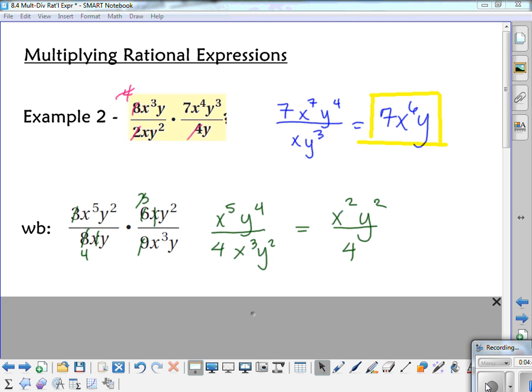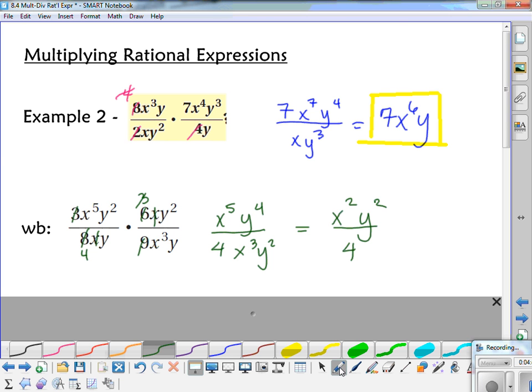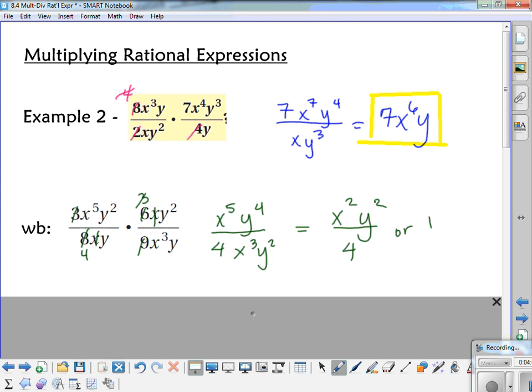Okay, so is that what you guys are getting? I saw some of you had that. Okay. And somebody asked me in another class, you could also write it as 1/4. Since there's nothing but a number left, you could also write it as 1/4 x squared y squared. But leaving it as a fraction is fine with me. I don't care really. So, all right, let's take a look at another one.